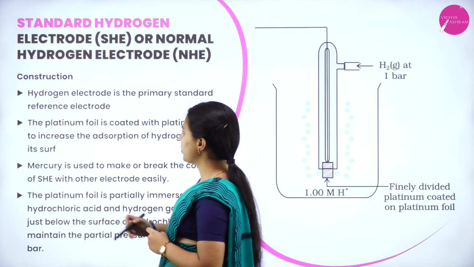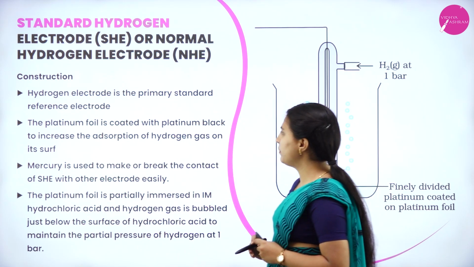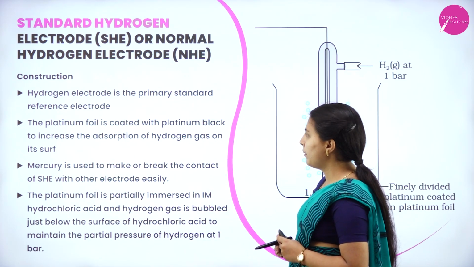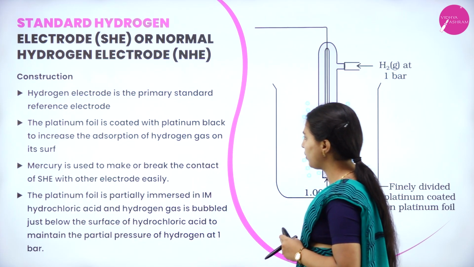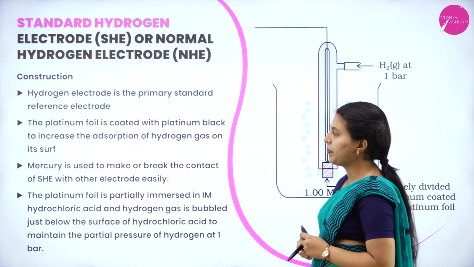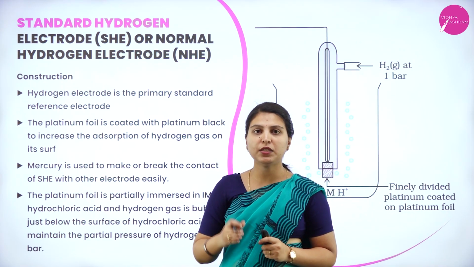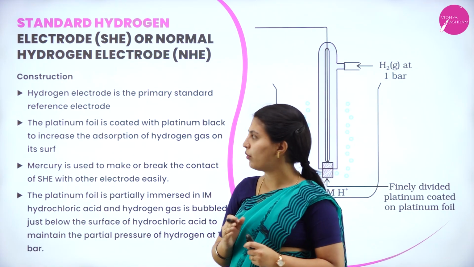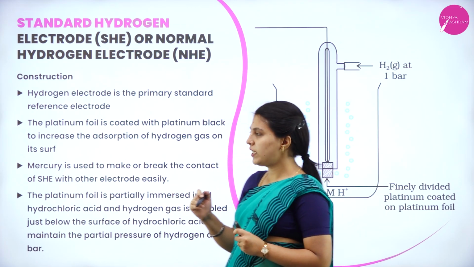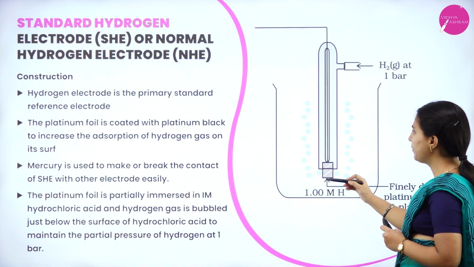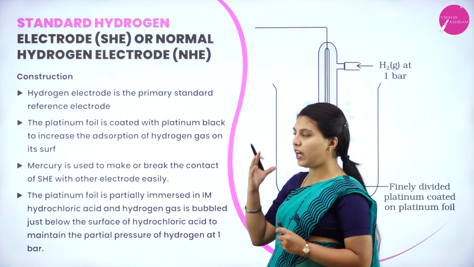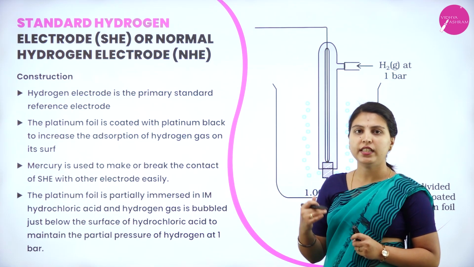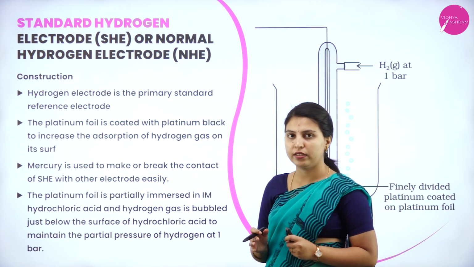Next, standard hydrogen electrode or normal hydrogen electrode. First, we will see the construction. Hydrogen electrode is the primary standard reference electrode. The platinum foil is coated with platinum black to increase the adsorption of hydrogen gas on its surface. Here, the platinum foil is coated with black to increase the adsorption of hydrogen gas on its surface.